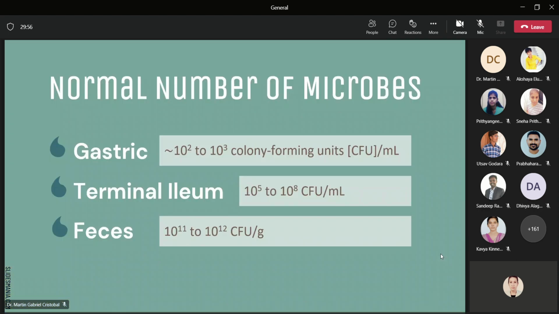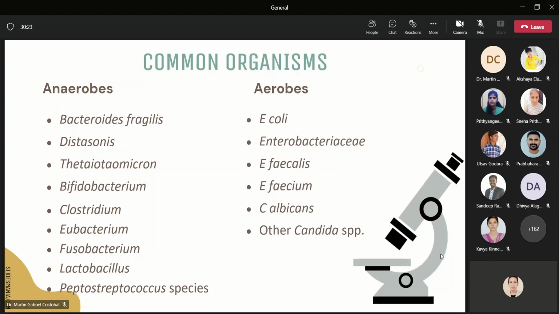Next, we have the normal number of microbes in the alimentary tract. First, we have gastric. It is approximately 10 to the power of 2 to 10 to the power of 3 colony forming units per ml or CFU per ml. In the terminal ileum, we have 10 to the power of 5 to 10 to the power of 8 CFU per ml. And in feces, we have 10 to the power of 11 to 10 to the power of 12 CFU per gram.